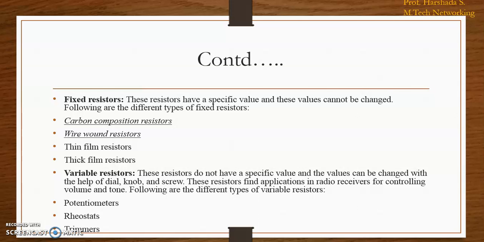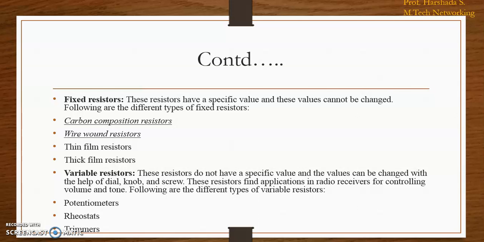In the carbon composition resistor there are some examples which are related to color, meaning here they give the color code. On the basis of that color code they define a particular value for that resistor and that value is fixed. So that's why this type of carbon composition resistor comes under a fixed resistor. Now wire wound means what? It also contains some fixed value or volume of current through that circuit, so that's why it is called a fixed resistor. Now we move towards the next part, that is the variable resistor.